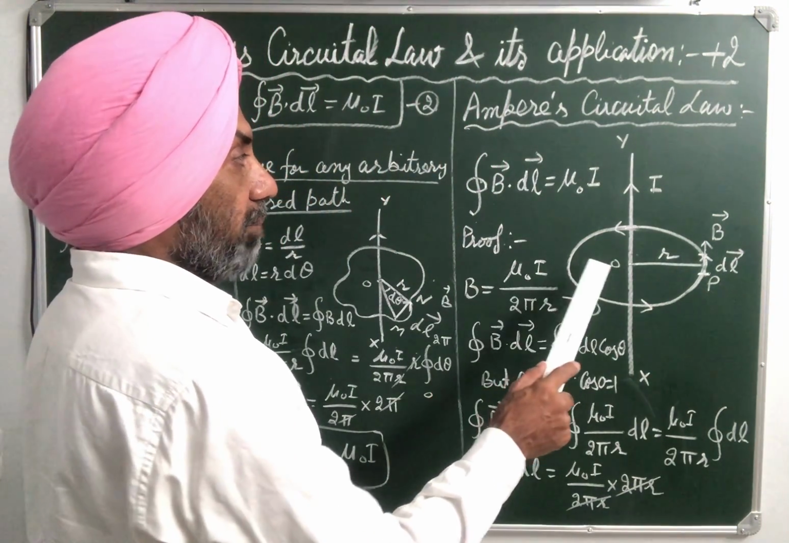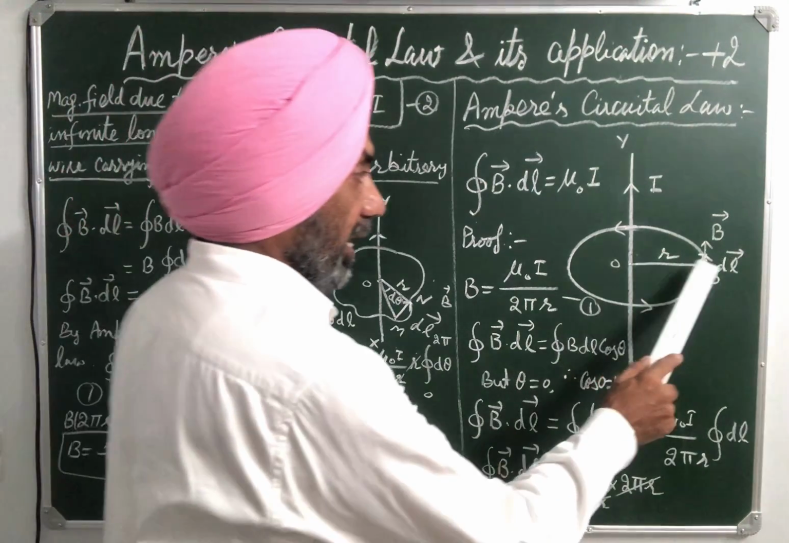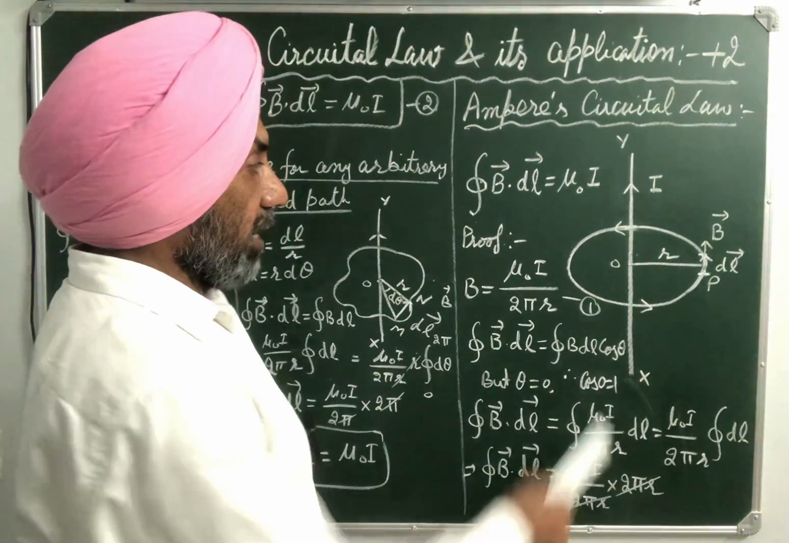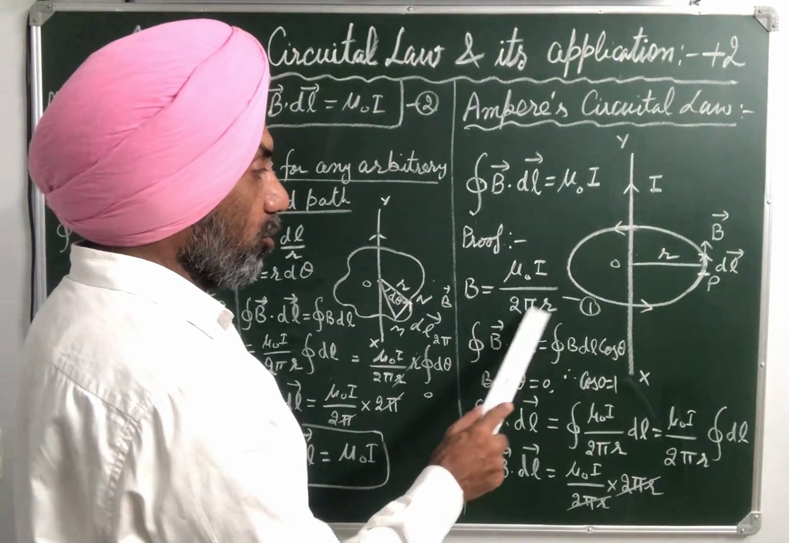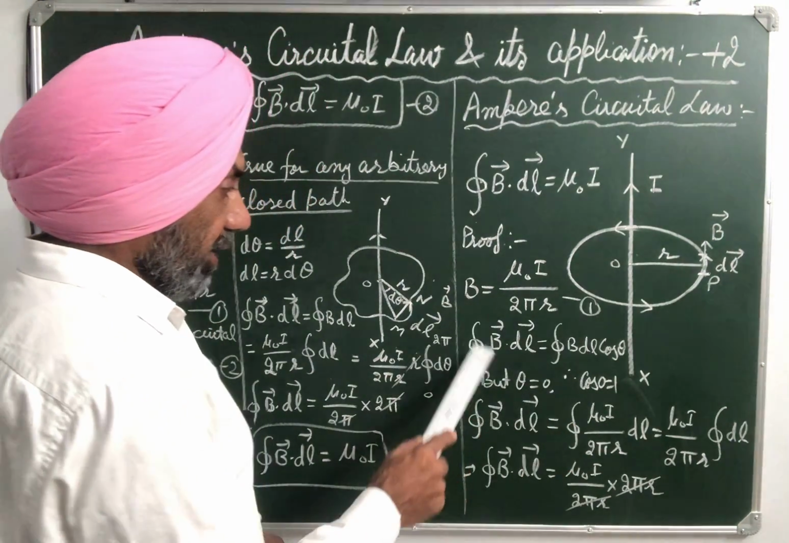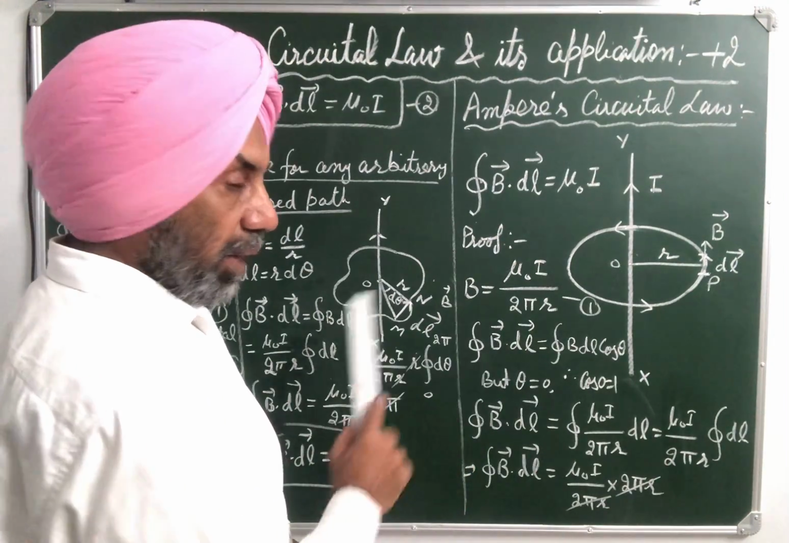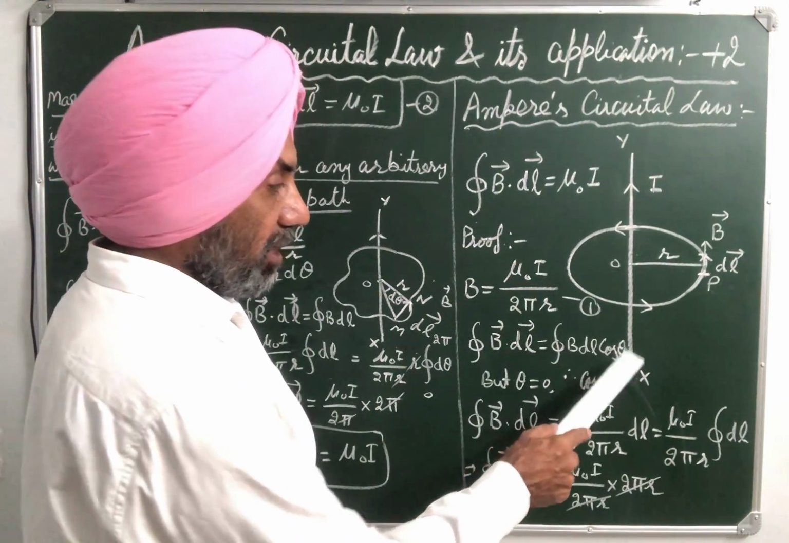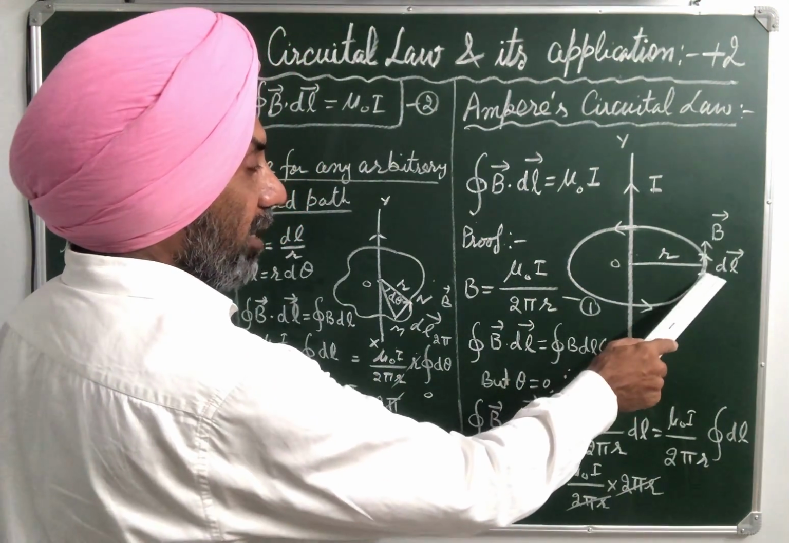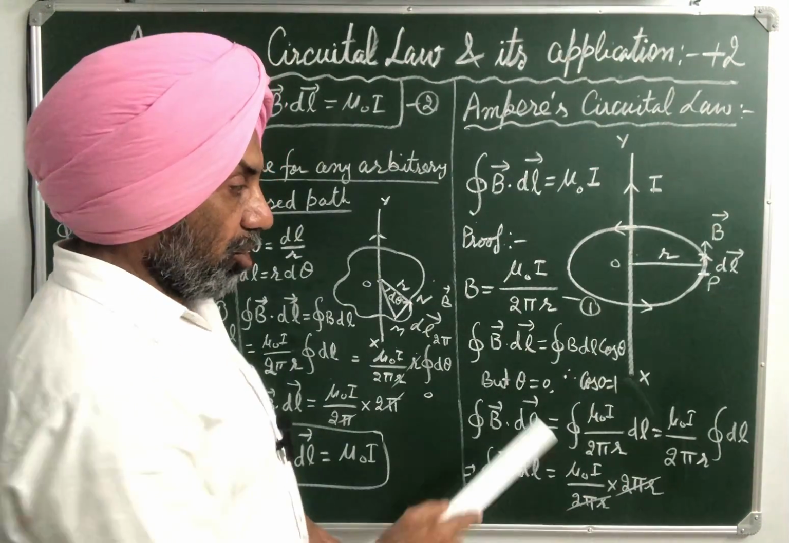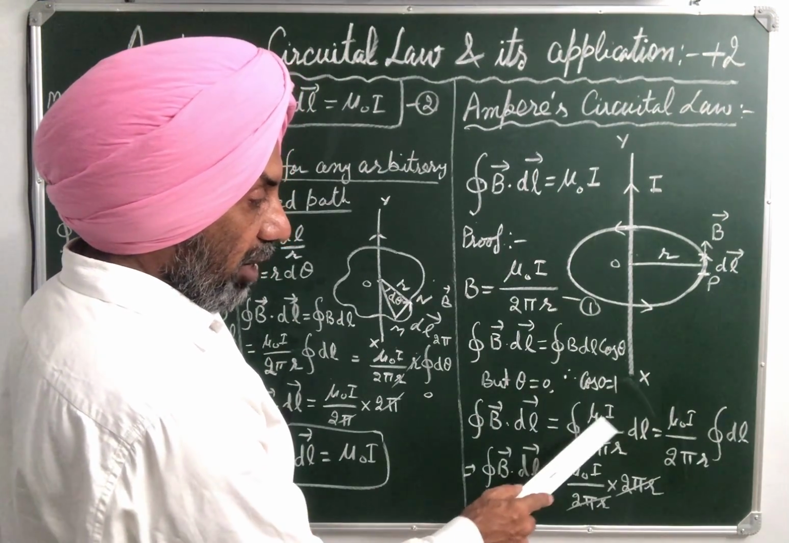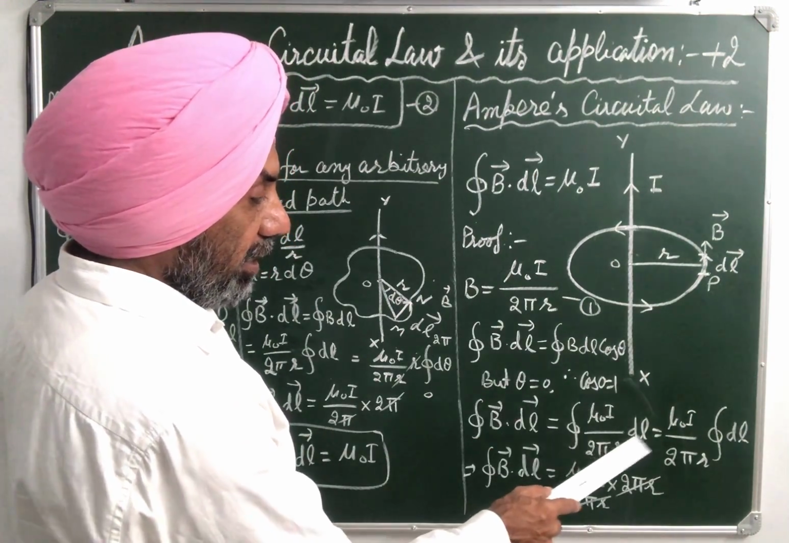So the magnetic field at P at distance r due to an infinite long straight wire carrying current is given by B is equal to mu naught I by 2 pi r. Now let us calculate the line integral of B dot dl over the closed path. It will be B dl cos theta, because A dot B is equal to AB cos theta. But in this case theta, that is the angle between the B vector and the dl vector, is 0. So cos 0 is equal to 1. Therefore the line integral B dot dl over the closed path is equal to mu naught I by 2 pi r, such the value of B, times dl.